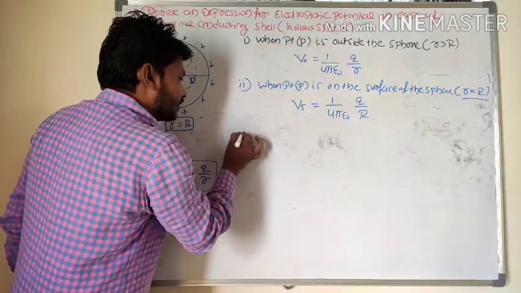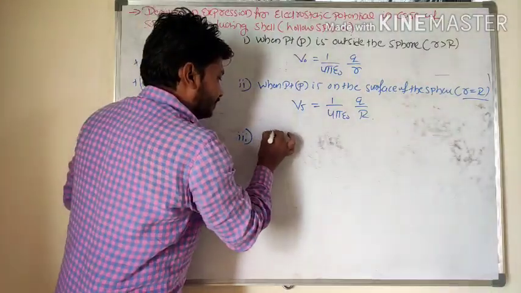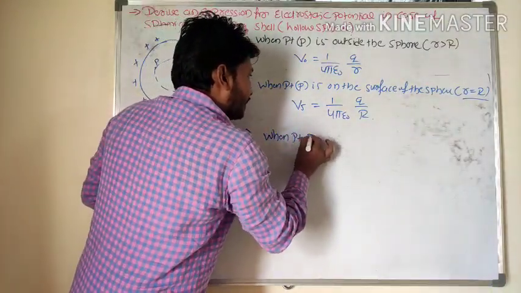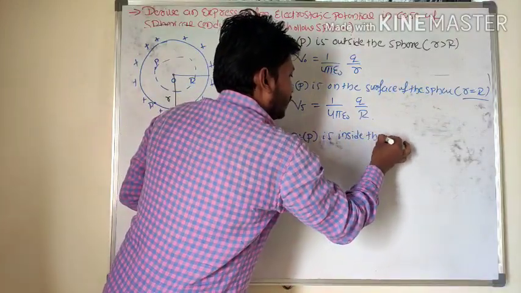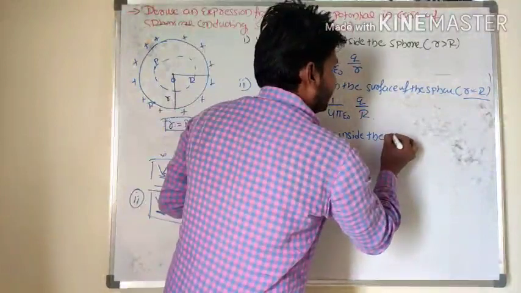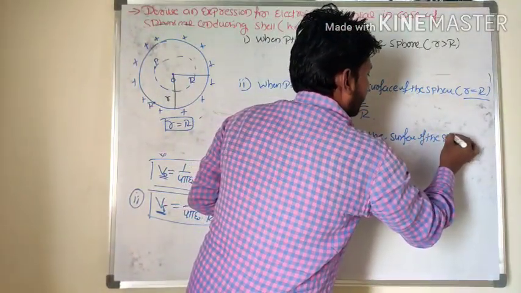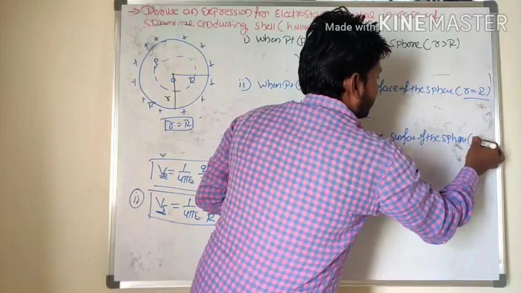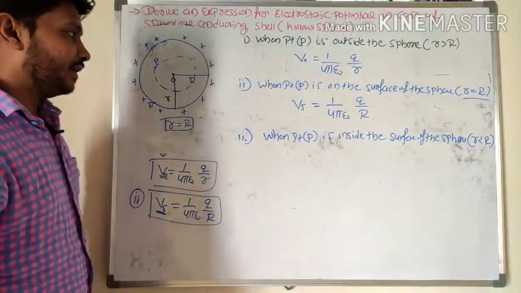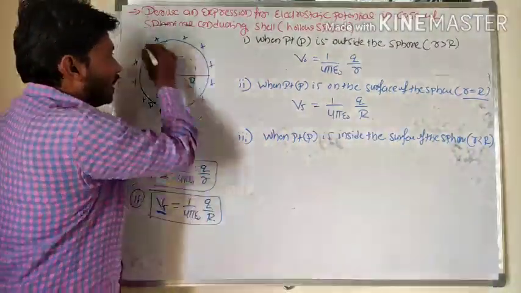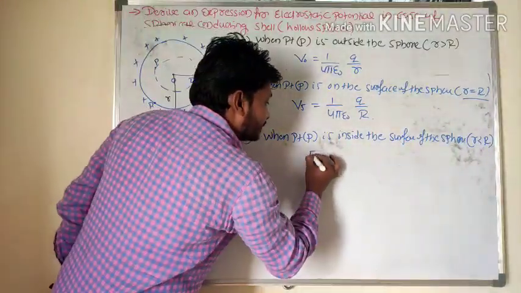Then in the third situation, when the point of observation is inside the sphere, when point P is present inside the surface of the sphere. So inside the surface of sphere means a small r value is less than the radius of the sphere here. Now in this situation, already I got that equation. So electric field inside the spherical conductor is 0 here.